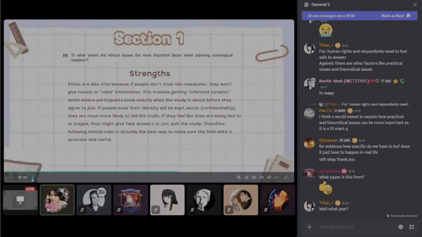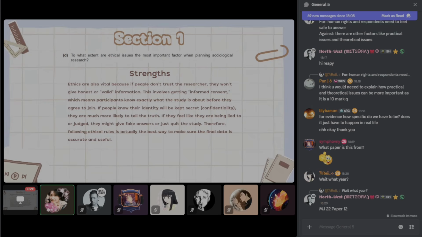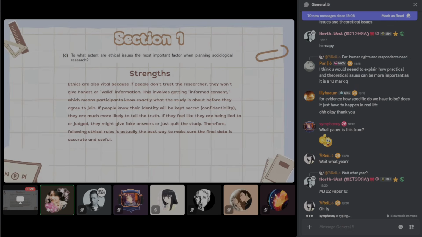So, ethics are also vital because if people don't trust a researcher, they won't give honest or valid information. That's my point. My evidence. This involves getting informed consent, which means participants know exactly what the study is about before they agree to join. My explanation. If people know their identity will be kept secret, or in sociological terms, confidentiality, they're much more likely to tell the truth. If they feel like they're being lied to or judged, they might give fake answers or just quit the study. To link back, therefore, following ethical rules is actually the best way to make sure the final data is accurate and useful.